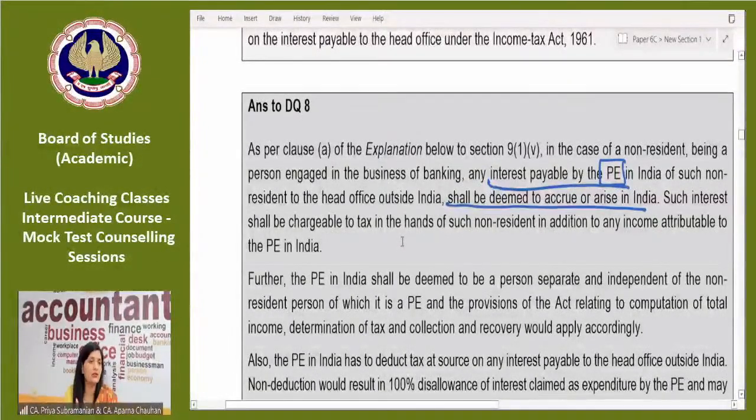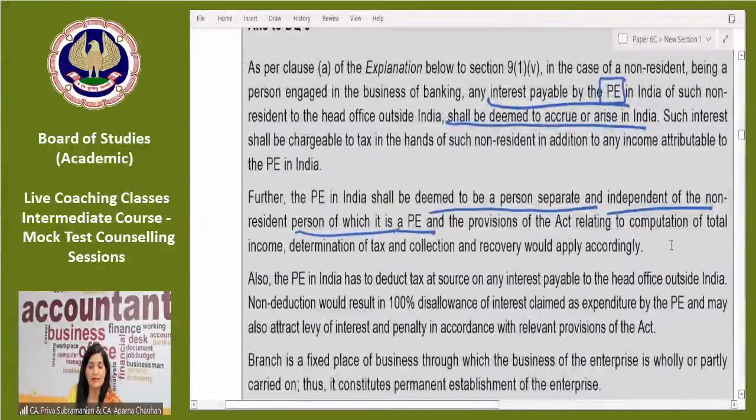Then all the TDS requirements would apply, right? Deductor and deductee would be different. But here they are clarifying that the PE shall be deemed to be a person separate and independent of the non-resident person, of which it is a PE. So they are considered a separate entity, and the provisions relating to computation of total income will be determined separately for that PE. Determination of tax and collection and recovery provisions would also apply accordingly, right?